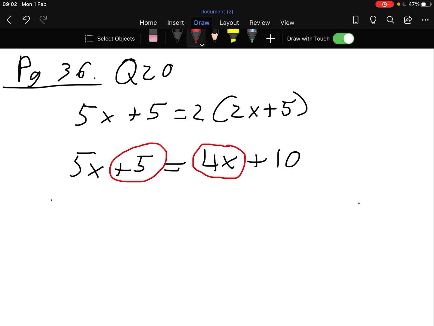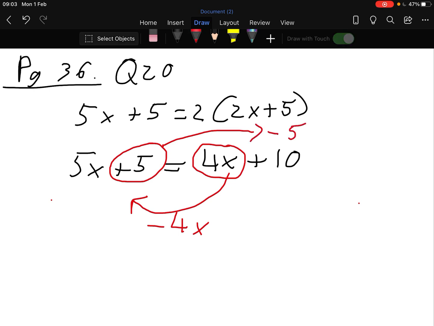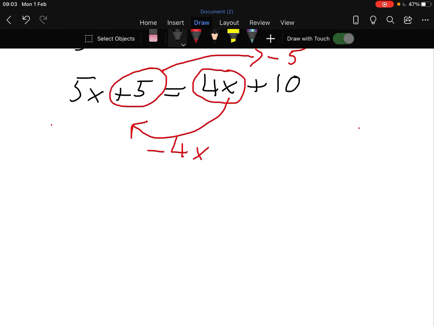We're going to bring this over here, so what do we have to do? That's going to become minus 4x. You have to change the sign when you go to the other side. We're going to bring this over here, and it's plus 5, so that becomes minus 5. So what are our new values then? 5x minus 4x equals 10 minus 5.